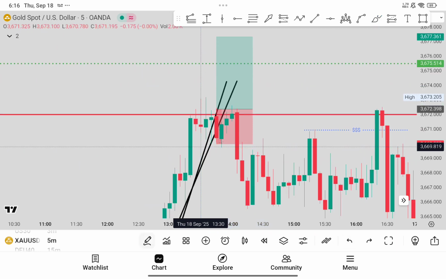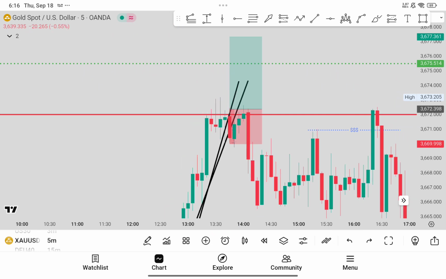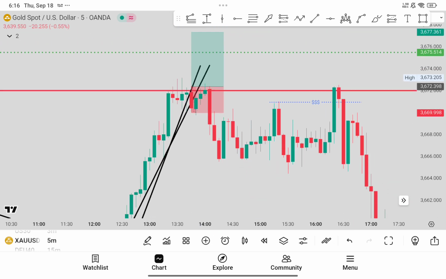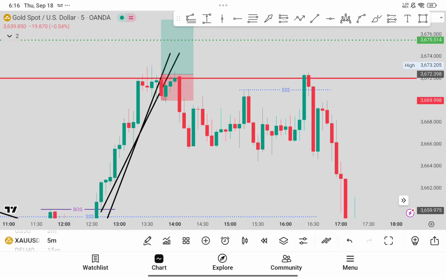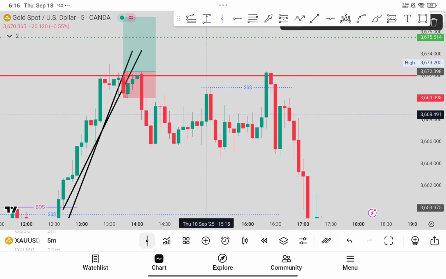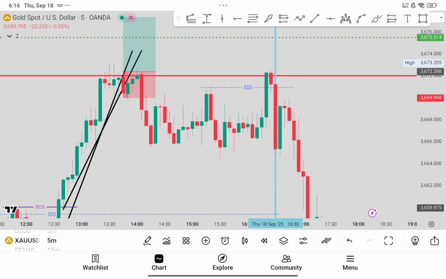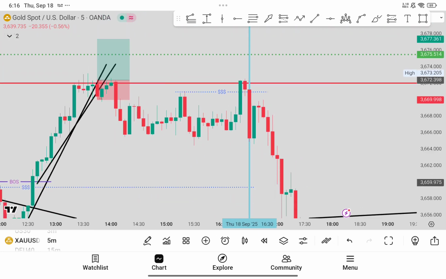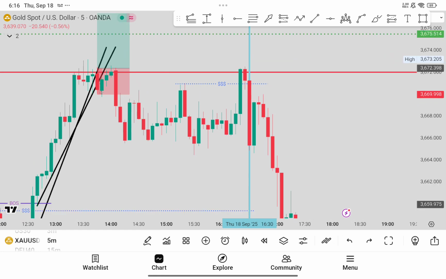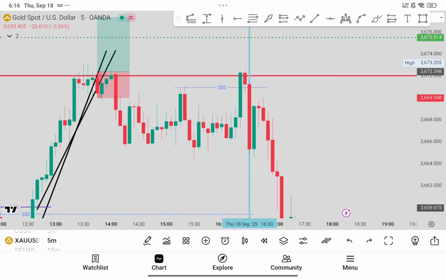So I stopped watching the market. I planned to take a trade after the news time, at 4:30. This is the news candle. Here I took 10 times the risk I usually take, because there were multiple reasons behind this trade. This is the second trade and the last trade for day 4.